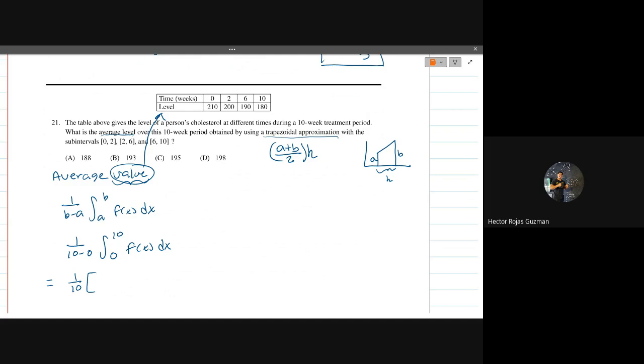So, a and b are your y values, right? So we have 210 plus 200 divided by 2 times the height. The height is the distance between the x values, right? This distance right here. That's 2. Plus 200 plus 190 divided by 2 times the height. And the height this time is 4. Oh, supposed to be using blue. Plus the last trapezoid, which is 190 plus 180 divided by 2 times the height of the trapezoid, which is once again 4.